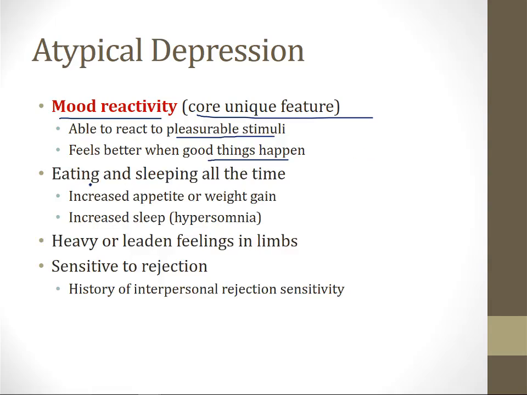Other features of atypical depression are shown in this slide. These patients tend to eat and sleep a lot, so they have an increased appetite and they often gain weight. They also tend to be sleeping all the time. That's hypersomnia. A common complaint is heavy or leaden feelings of the limbs, and these patients tend to be very sensitive to rejection. They often have a history of interpersonal rejection sensitivity. So, for example, if a friend said they were upset with something they did, they take this particularly hard. That sensitivity to rejection is seen in atypical depression.